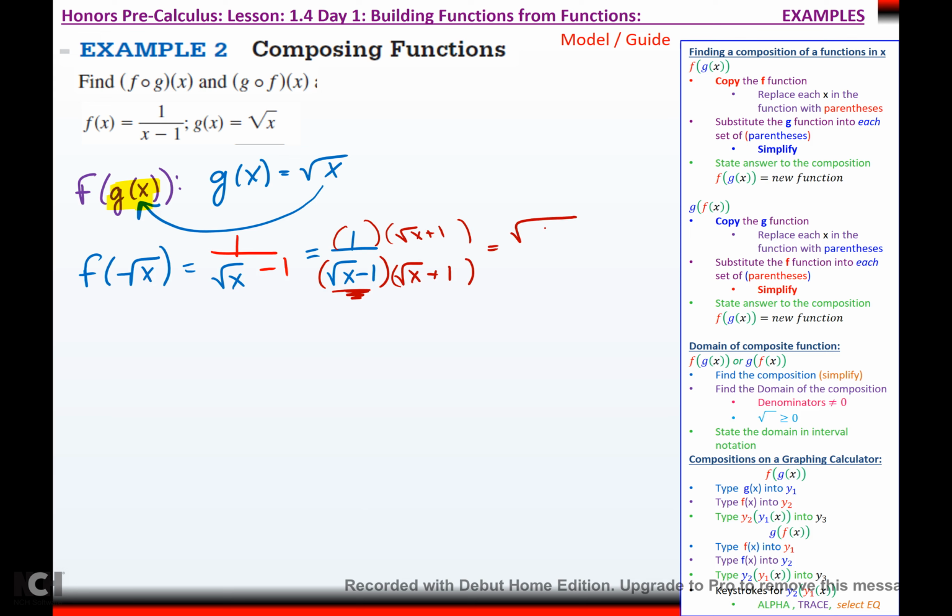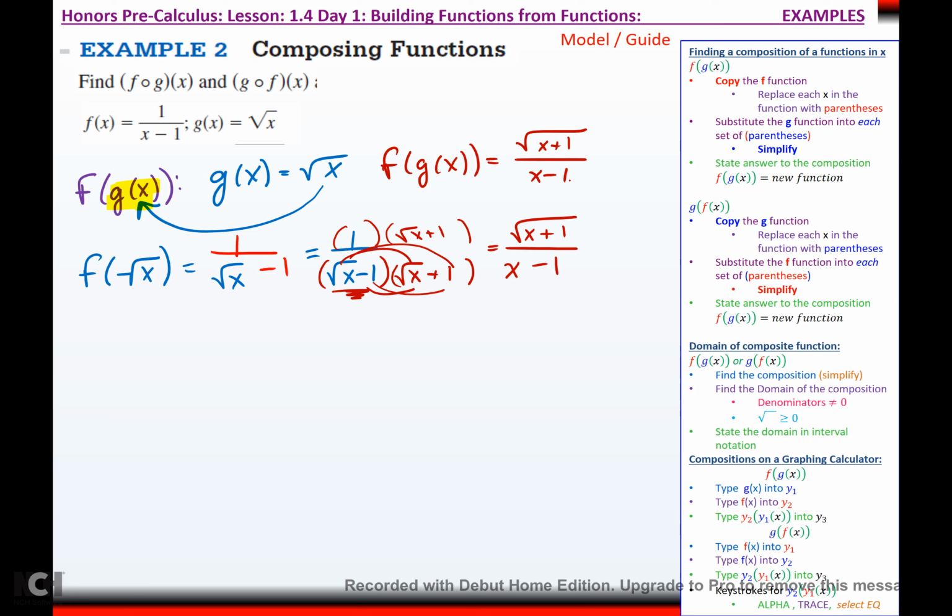So on top, I'd have the square root of x plus 1. And on bottom, if I FOIL this out, the square root of x times the square root of x is just x. That's going to be plus square root of x minus square root of x, which cancel because they're conjugates. And negative 1 times 1 is negative 1. That would be f of g of x equals the square root of x plus 1 over x minus 1.